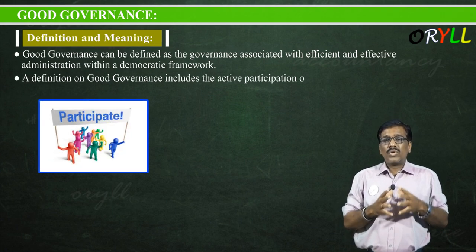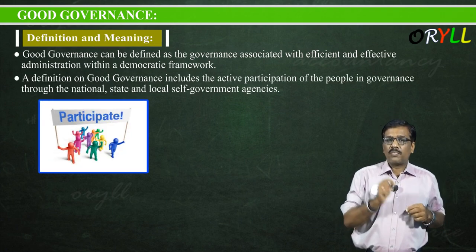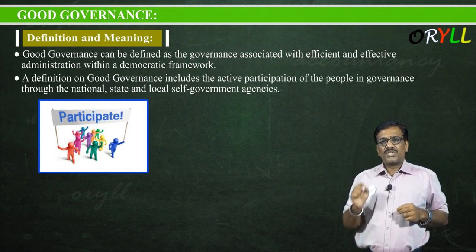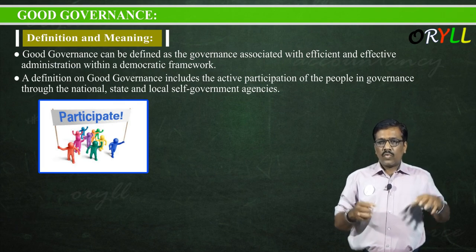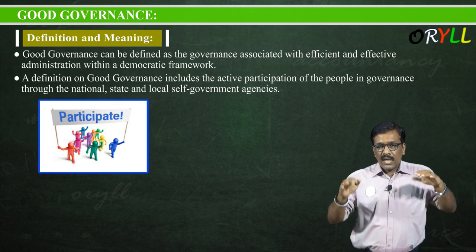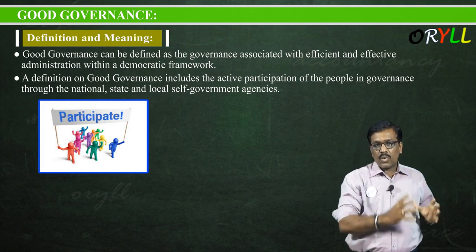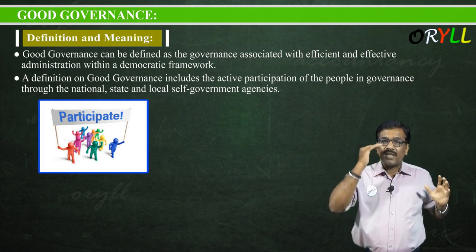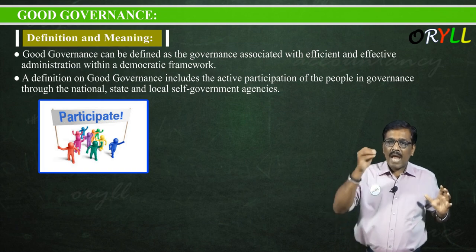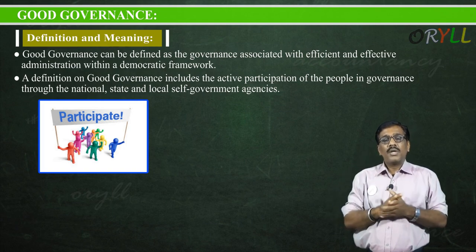A definition of good governance includes the active participation of the people in governance through the national, state and local self-government agencies. So when you involve the people at all three levels in the governance, national, state and local self-government, you involve the agencies at their respective levels. Okay, the active participation of people, that is good governance.